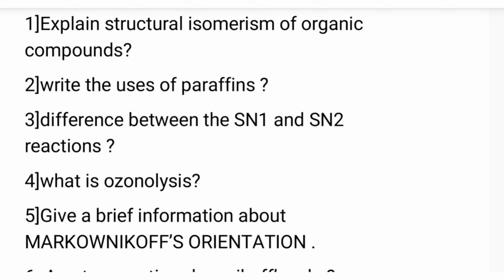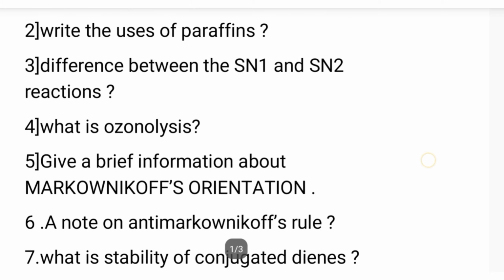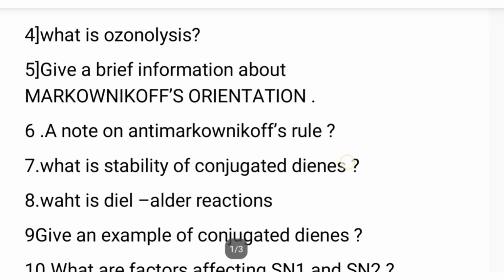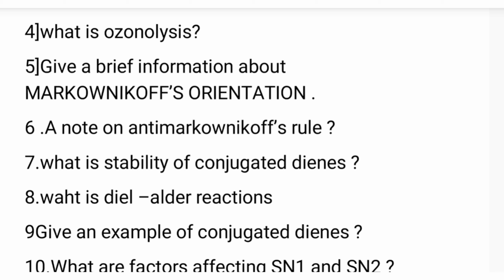Okay. And next, write the uses of paraffin. Uses of paraffin is one of the most important questions, and also the difference between SN1 and SN2 reactions. They may ask only the difference between the SN1 and SN2 reactions, so try to write the differences. Also write what is ozonolysis, write a reaction of the ozonolysis, and write what are the uses of ozonolysis.